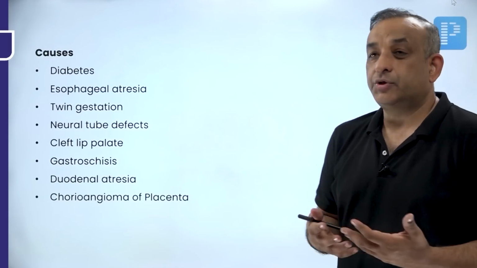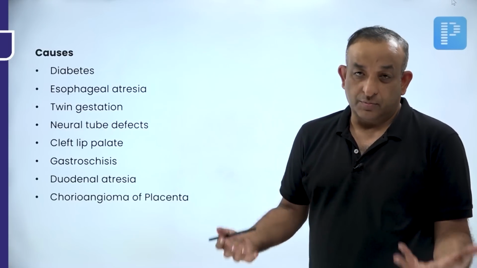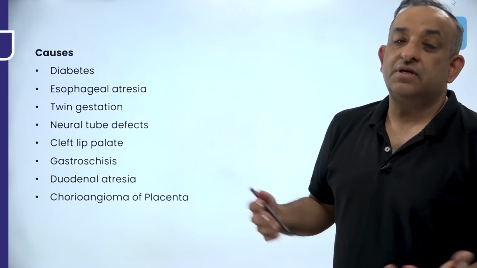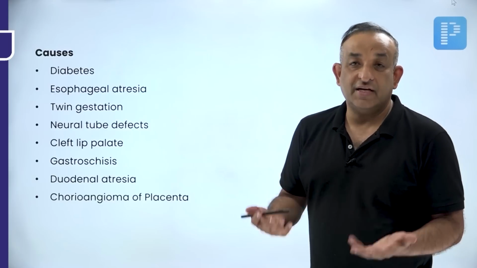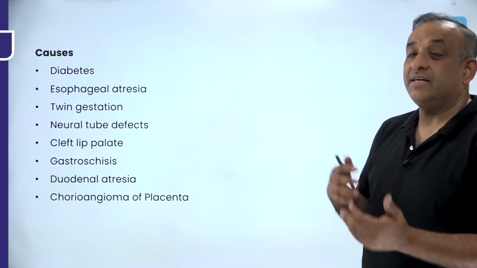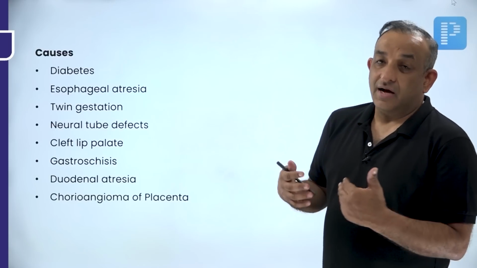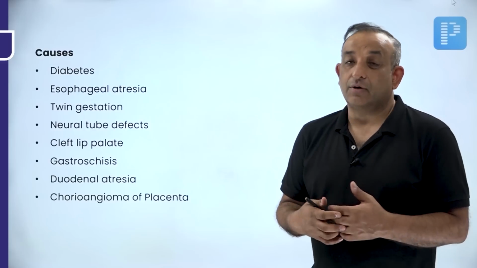We know high sugars in the mother lead to high sugars in the baby, and the baby is going to pass a lot more urine, and a lot more urine is going to cause a lot more polyhydramnios. Simple logic. Because of high sugars, the baby also has polyuria; the mother's diabetes can cause the baby also to have high sugars and polyuria. Then esophageal atresia and duodenal atresia can cause polyhydramnios.